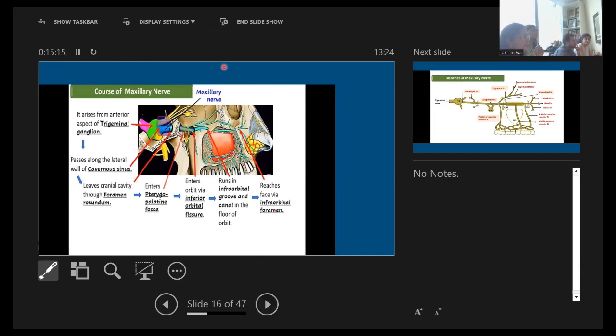also gets nerves from the median nerve, that is the greater petrosal and the deep petrosal. Greater petrosal is parasympathetic, deep petrosal is sympathetic. Then it enters the orbit via inferior orbital fissure. It runs through the infraorbital groove and canal in the floor of the orbit, and it reaches the face via infraorbital foramen.